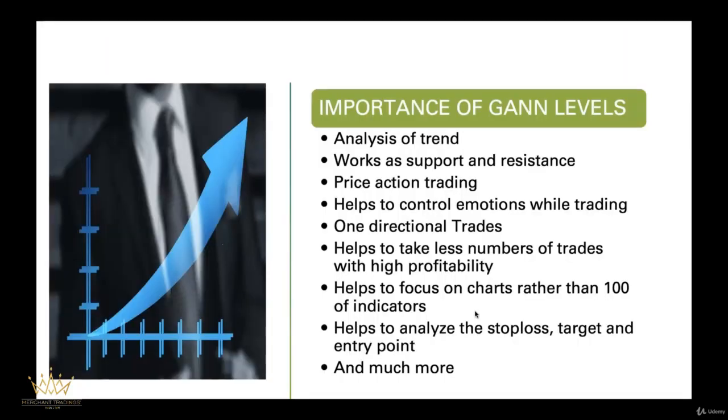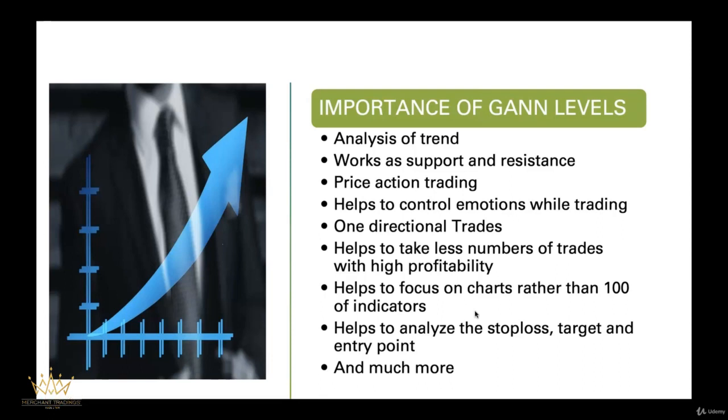So here we are going to look at the importance of Gann levels. Gann levels help us to analyze the trend. So what is basically this? If the market crosses the Gann level to its upper side, then we say that the market is in the uptrend. And if the market crosses the Gann level at the downside, then we say that the market is in the downtrend.